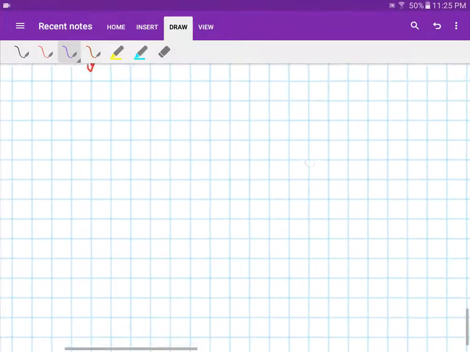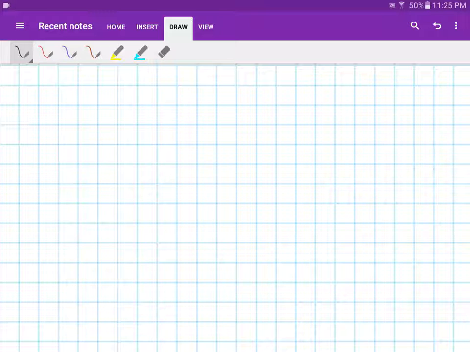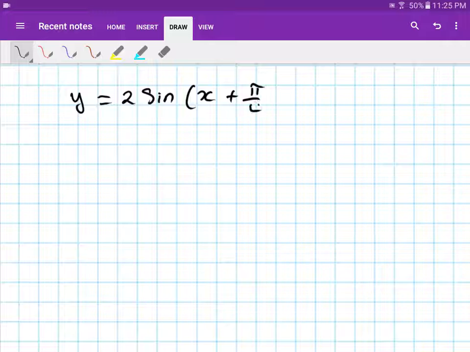Let's move on to one more. Let's say y is equal to 2 sine (x plus pi over 4) plus 1. So what we're going to do is graph 2 sine x, and then we shift pi over 4 to the left, and then we add 1 up. If you think about it, the amplitude is 2 and the period is 2 pi. Let's graph this between 0 and 2 pi as well.